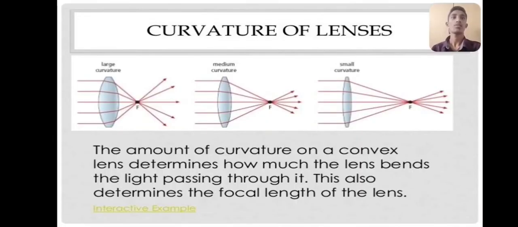Curvature of lenses. We can see the diagrams: large curvature, medium curvature, small curvature. The amount of curvature on a convex lens determines how much the lens bends the light passing through it. This also determines the focal length of the lens.